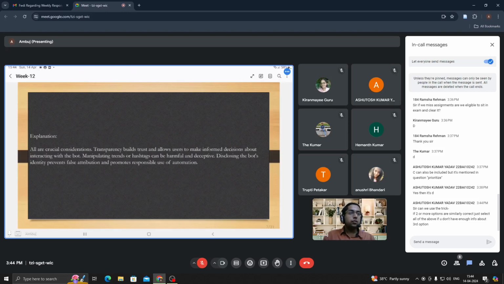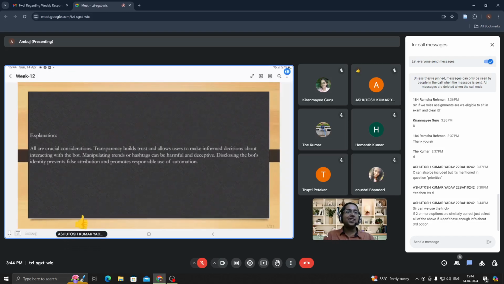Yeah. If two or more options are similarly correct, just select all of the above if you don't have the knowledge about the third option. Yeah, you can apply this trick. No issue. If you have got the conclusion well itself, definitely it is correct. In multiple choice questions, this conclusion of yours holds a lot of value. Not in theoretical questions, but at least in multiple choice questions, this is correct. But reaching the conclusion that two options are similarly correct somewhat requires knowledge.